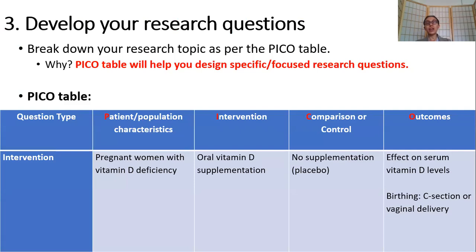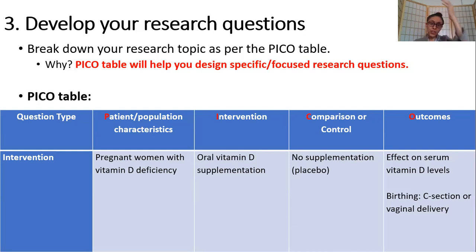Then you have step three, where you are developing your research question. You develop your specific research question using the PICO format. PICO stands for patient, intervention, control, and outcomes. So for instance, the topic which I told you about, vitamin D deficiency, for us to break it down into a research question, for us to see whether this research question or my area of interest is meaningful. Can I actually do a systematic review in this? Is it specific enough? Breaking your area of interest down into this table will help you understand whether your area of interest is specific enough for you to do a systematic review, all right?